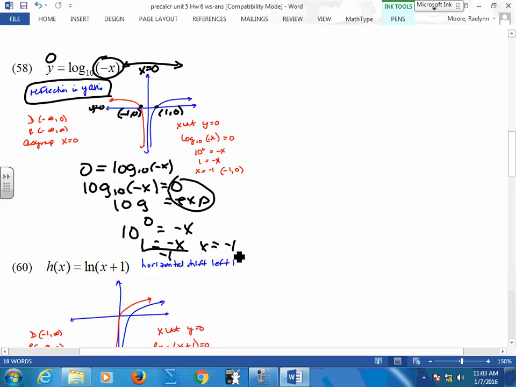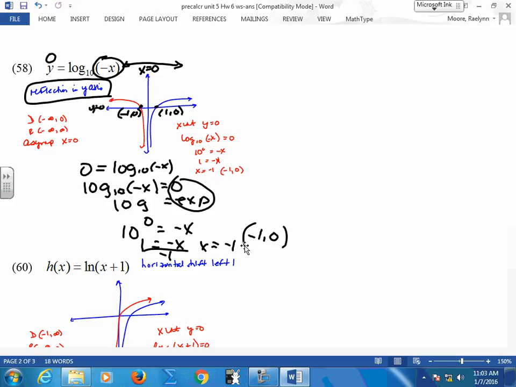And doesn't that confirm what we found graphically? We didn't have to do a y-intercept because there was no y-intercept. We have an asymptote at your y-axis here. Make sense? Okay.